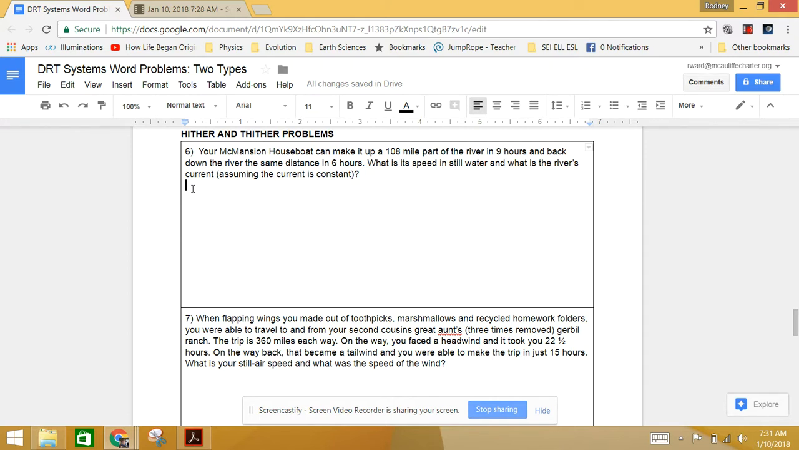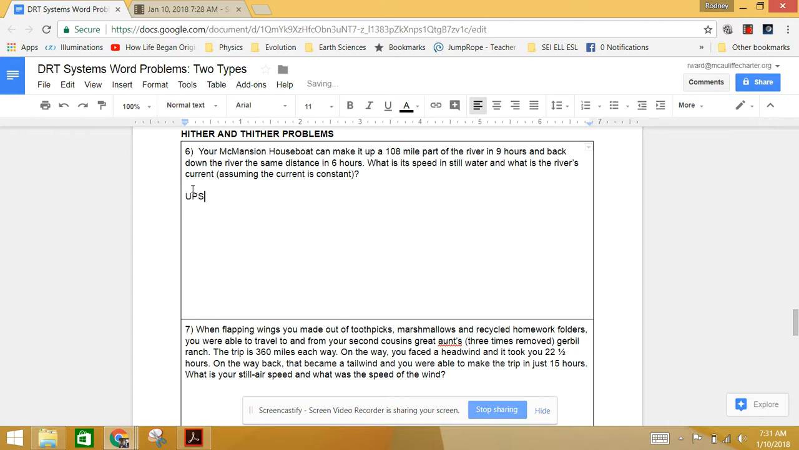So we have: your McMansion houseboat can make it up a 108-mile part of a river in 9 hours. So we have a distance and we have a time. So upstream, we have an upstream bit of information. Upstream, we have a distance of 108 miles. We have a time of 9 hours. We do not have a rate yet.